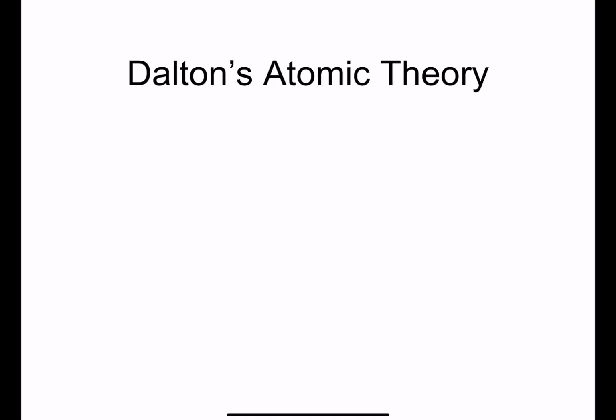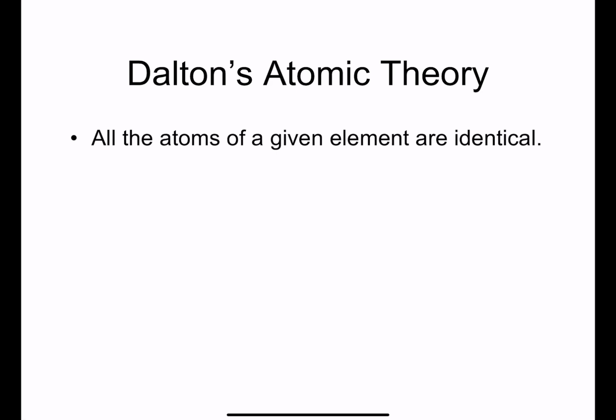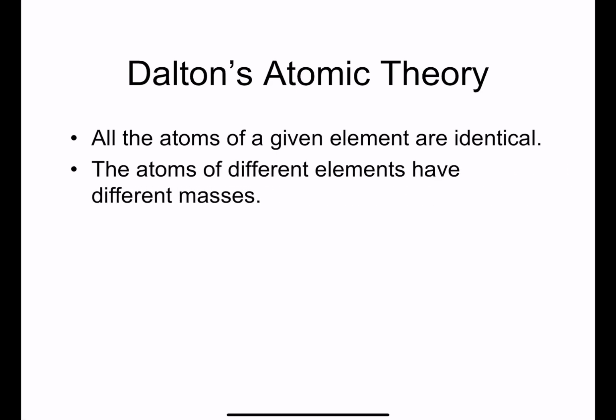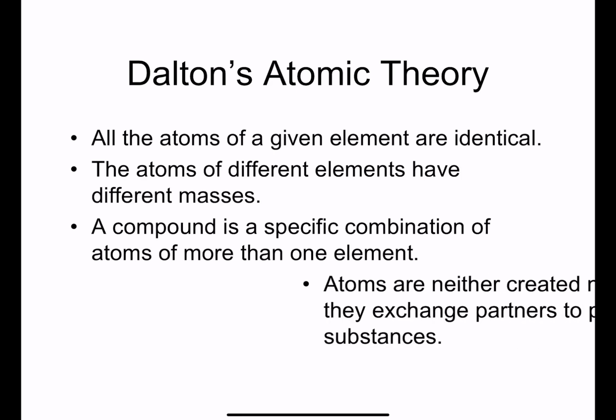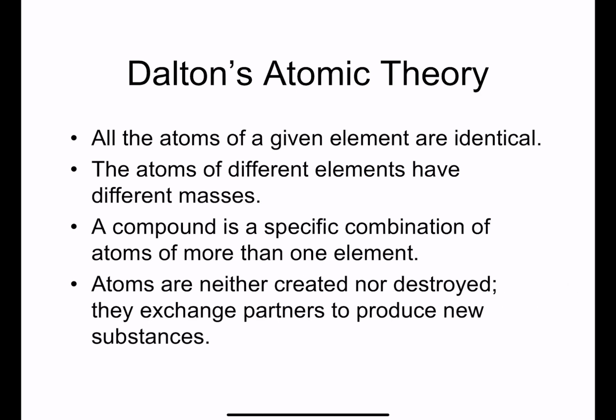Early work on this question was done by Dalton in 1807. In his theory, there are several tenets. First, all the atoms of a given element are identical. Second, the atoms of different elements have different masses. Third, a compound is a specific combination of atoms of more than one element. And fourth, atoms are neither created nor destroyed. They simply exchange partners to produce new things, new matter.